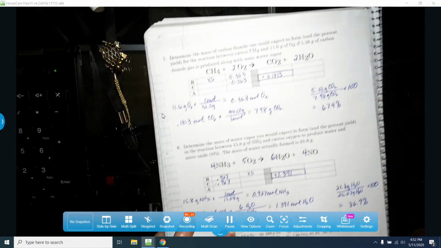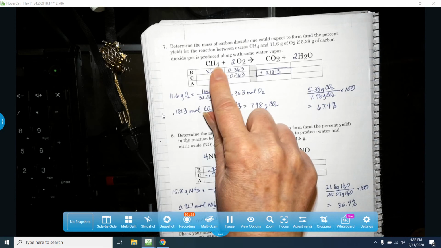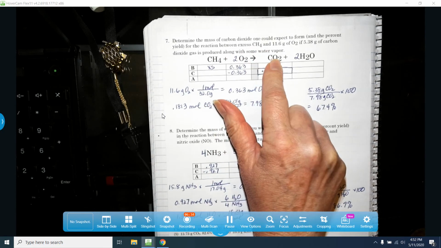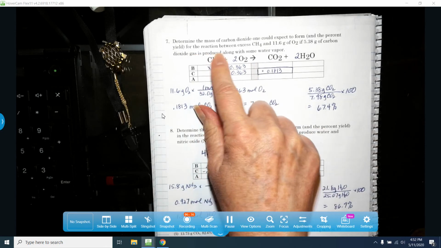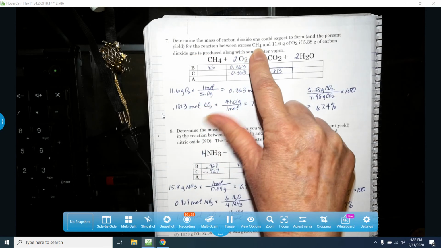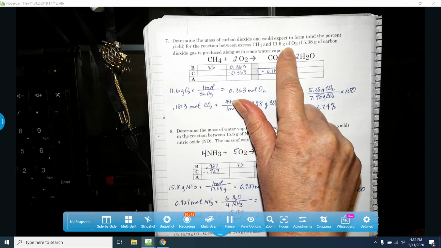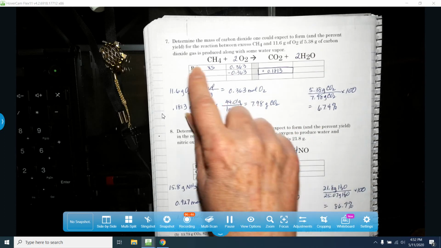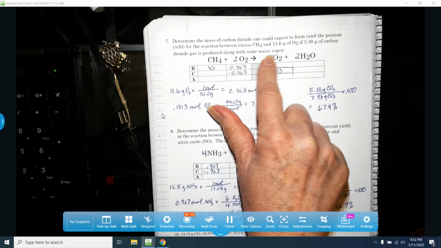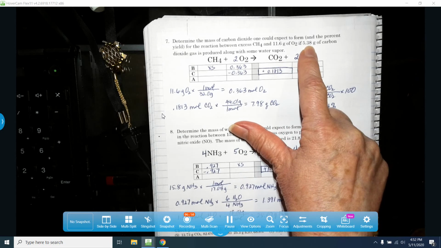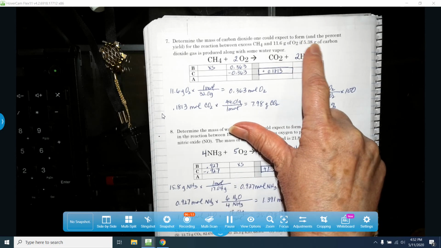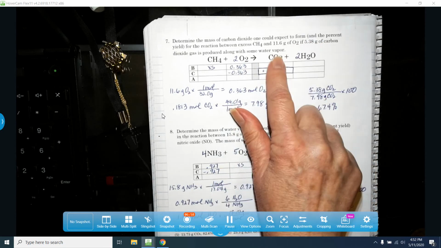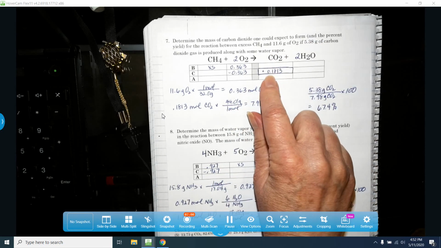Okay, so here's number 7. Determine the mass of carbon dioxide one would expect to form. Carbon dioxide right here. And percent yield for the reaction between, this is methane, CH4, and 11.6 grams of O2, if 5.38 grams of carbon dioxide gas is produced along with some water. So this is what is actually produced. Okay, they want you to find the percent yield. So you got to figure out the theoretical yield of this.